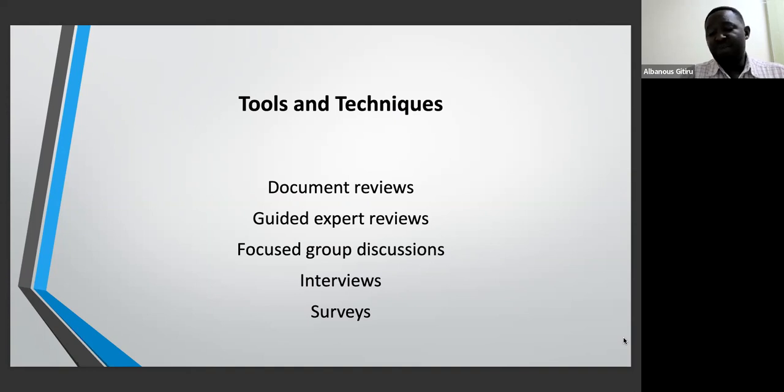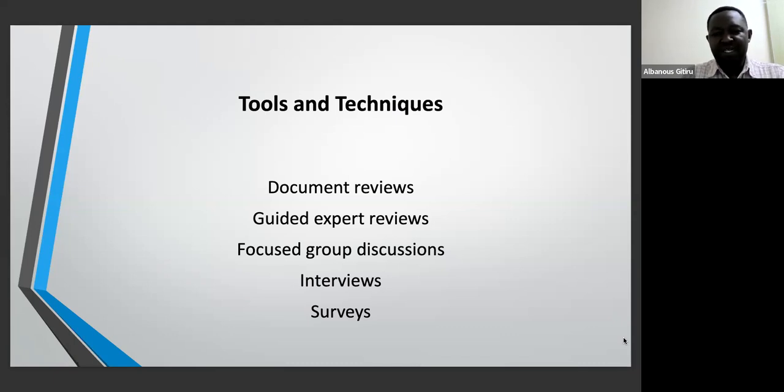Other bit is by conducting interviews and surveys, more so for a larger population, that you can be able to collect data across a larger population and get varied views on different areas.